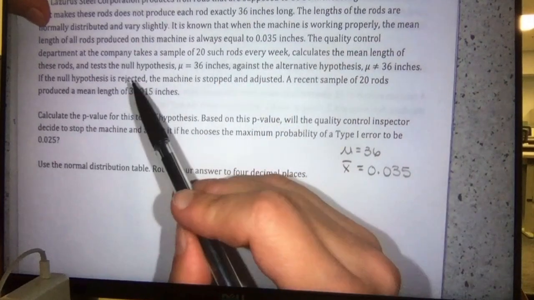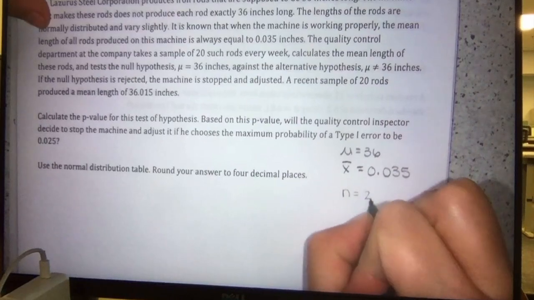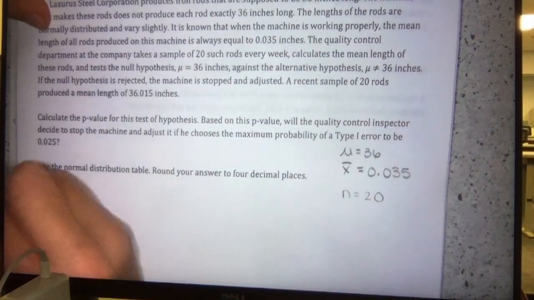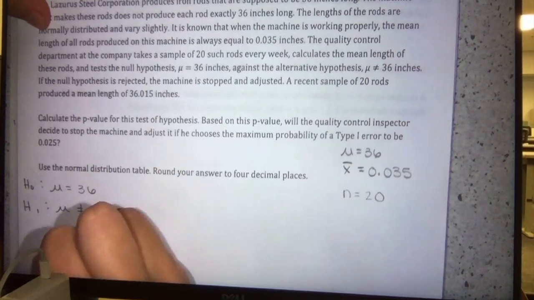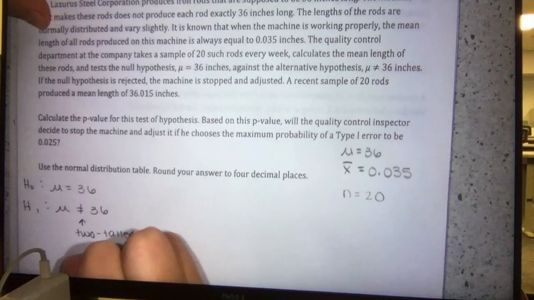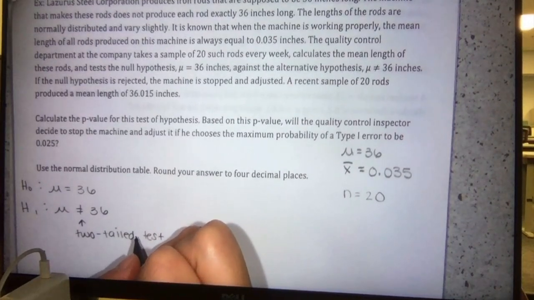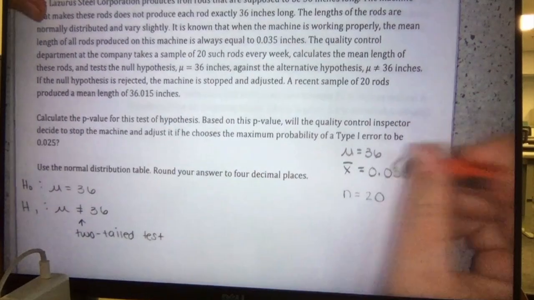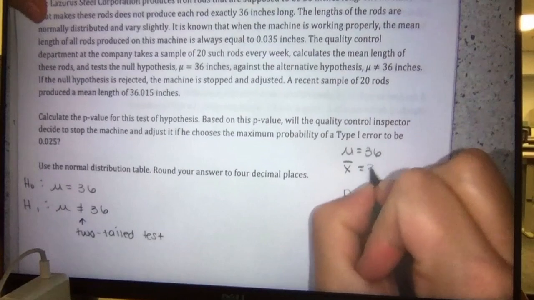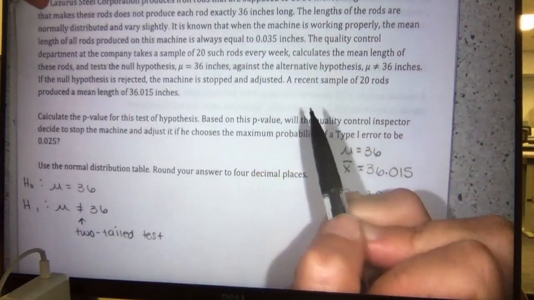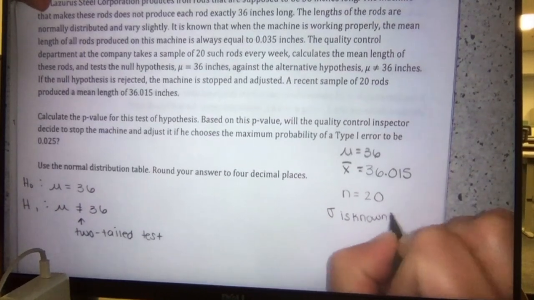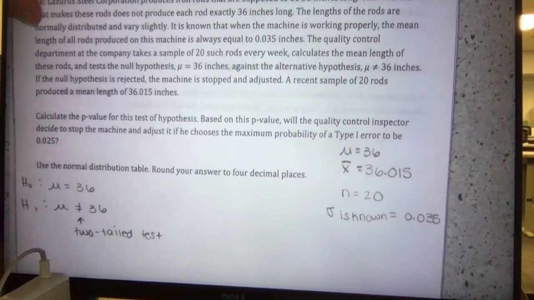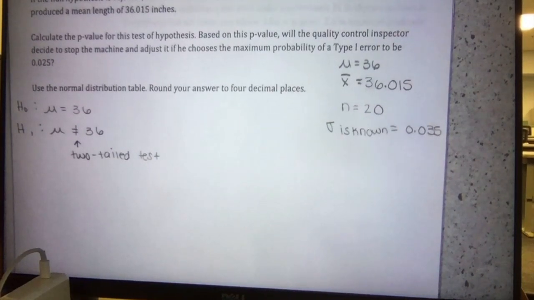All right, so the quality control department of the company takes a sample, so n is 20 rods every week, and calculates the mean length of the rods, testing the null hypothesis. Our null hypothesis is that our mean equals 36, and our alternative hypothesis is that our mean is not equal to 36. So we know that it's a two-tailed test. If the null hypothesis is rejected, the machine is stopped and adjusted. In the recent sample of 20 rods, it produced a mean length of 36.015. Our population standard deviation is known, and that was our 0.035. So you pretty much have everything we need to see if we're going to reject the null or not.